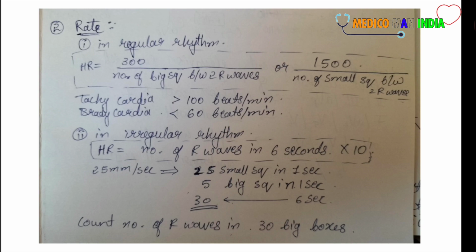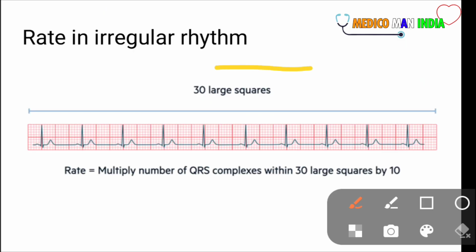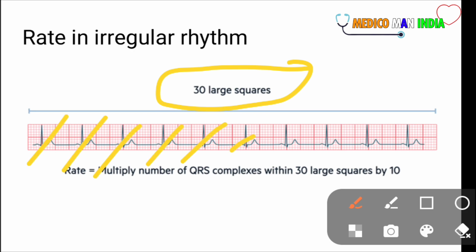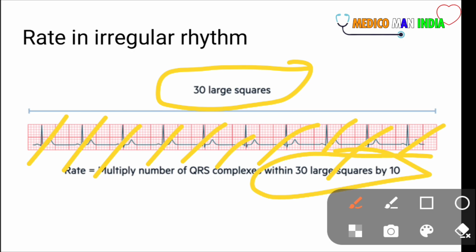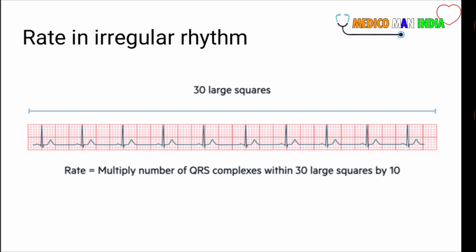We know ECG paper runs at 25 mm per second, which shows 25 small squares pass in 1 second. 25 small squares constitute 5 big squares. So 5 big squares pass in 1 second. So in a total of 6 seconds, how many squares will pass? 30 big squares will pass. So count the number of R waves in 30 big squares. Here are the 30 large squares. We will count the total number of R waves: 1, 2, 3, 4, 5, 6, 7, 8, 9, 10. Nearly 10 are there. 10 into 10, we should multiply by 10. We will get the heart rate in an irregular rhythm.